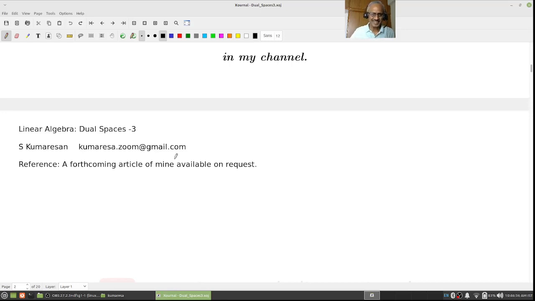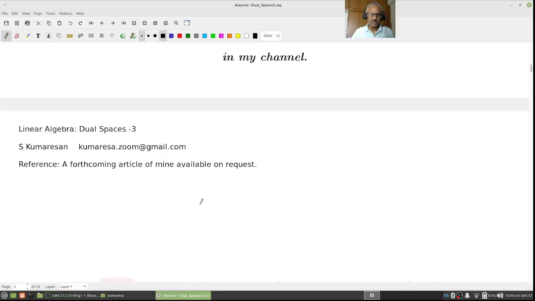Okay, so let us make sure that I shared the view thing. Yeah, so what we want to do is talk about, okay, suppose V is a vector space, okay, and V star, its dual.